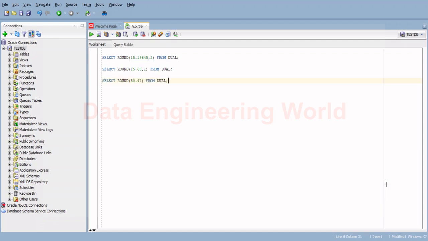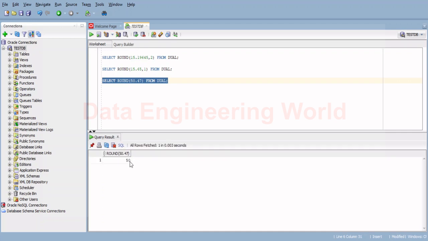Let's take another example. This time we are not passing any scale here, which means it will be rounded off to 0 decimal places. So we have given the number as 50.47. Let's select this query and run it. Here we go. We are getting the output as 50, and it has been rounded off to 0 decimal places, right? So this is how we use the round function.